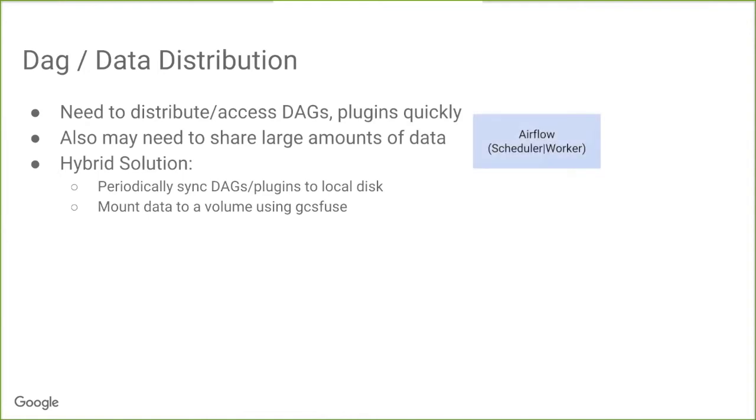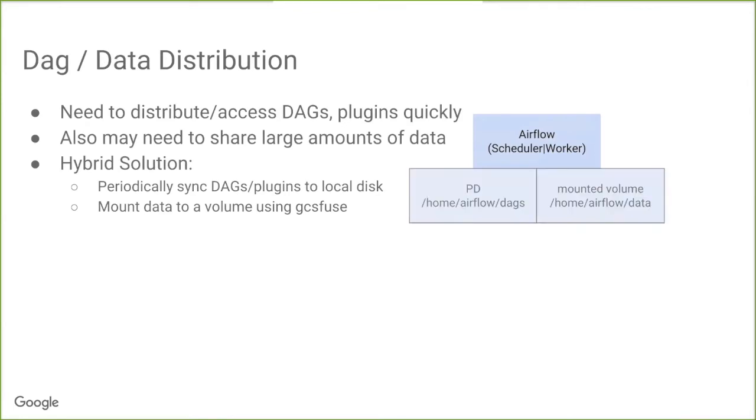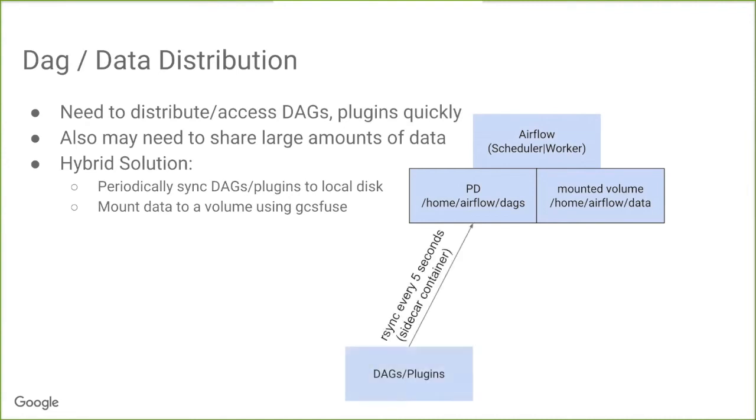So how that looks is you might have your Airflow scheduler or worker pod, and you have these two directories available on all workers, home Airflow DAGs and home Airflow data. And the DAGs and plugins, we have this sidecar container that syncs these every 5 seconds, whereas on the data, we mount a volume using GCS Fuse.